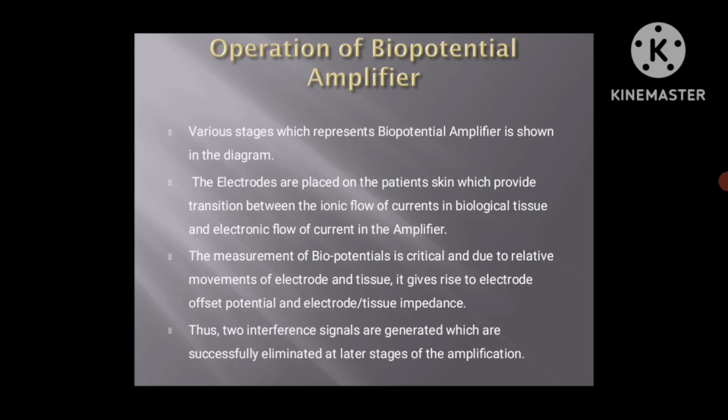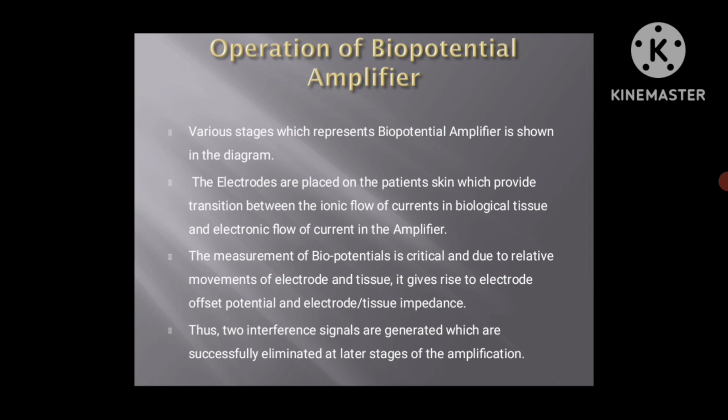Next, we are going to see the different stages of the biopotential amplifier with its operation. The various stages which represent the biopotential amplifier are shown in the following diagram. The electrodes are placed on the patient's skin, which provides the transition between the ionic flow of current in biological tissue and electronic flow of current in the amplifier.